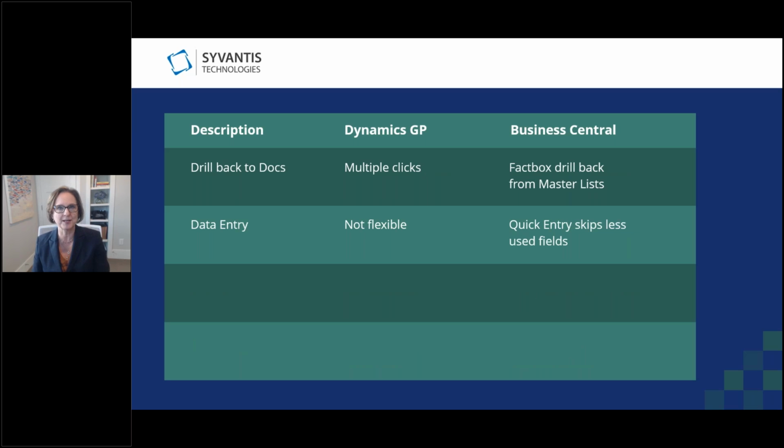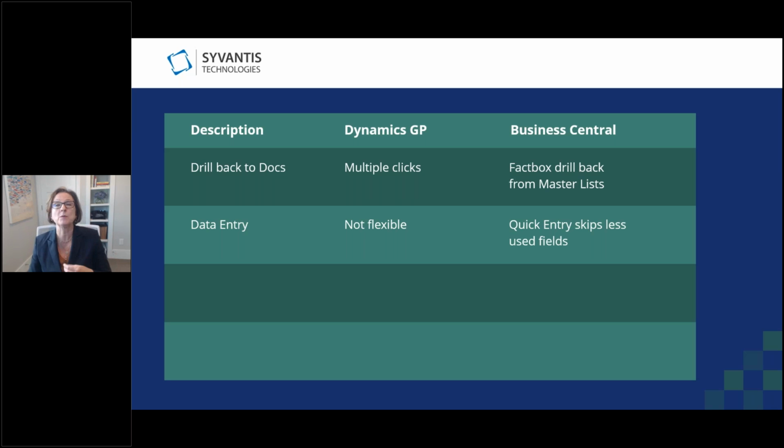And we're almost done. We've got 2 more here. Drill back to documents. So it is multiple clicks when you have documents attached, to GP. It's multiple clicks to drill back and pop them up. Oh, I'm sorry, drill back to documents. So that's part of it. If you have attached documents, you can actually get to those much easier in Business Central. But there's also the drill back to sales invoices, purchase invoices, etc.